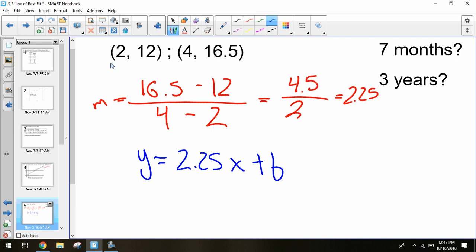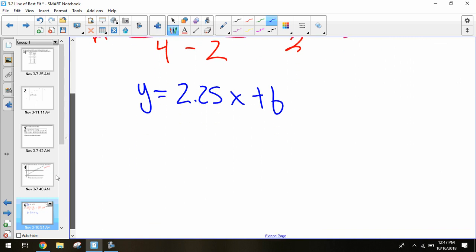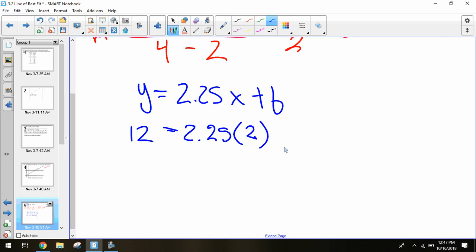So I have two options. I have (2, 12) and (4, 16). I can plug either of these into my x and y. I'm going to use (2, 12) just because that's got some smaller numbers. So 12 is my y-axis, and then the 2 was at the other point. 2 is my x. And then we need to solve for b.